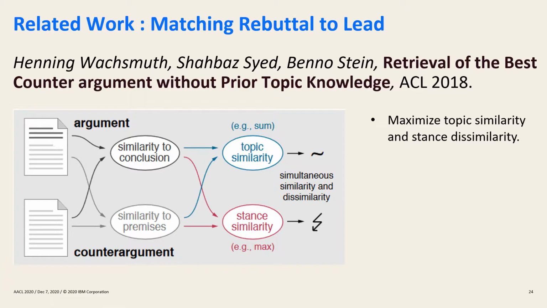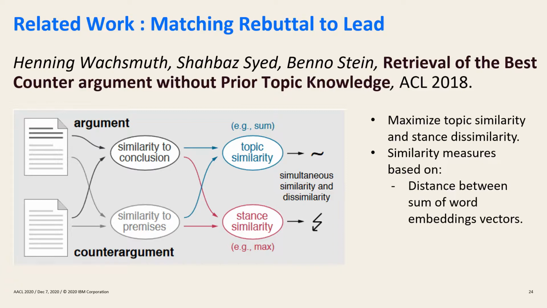They try to maximize the topic similarity between the point and the counterpoint, while at the same time maximizing the stance dissimilarity. And both of these measures are based on the distance between embedding vectors and between term frequencies. So you can look at their very nice paper for the details.